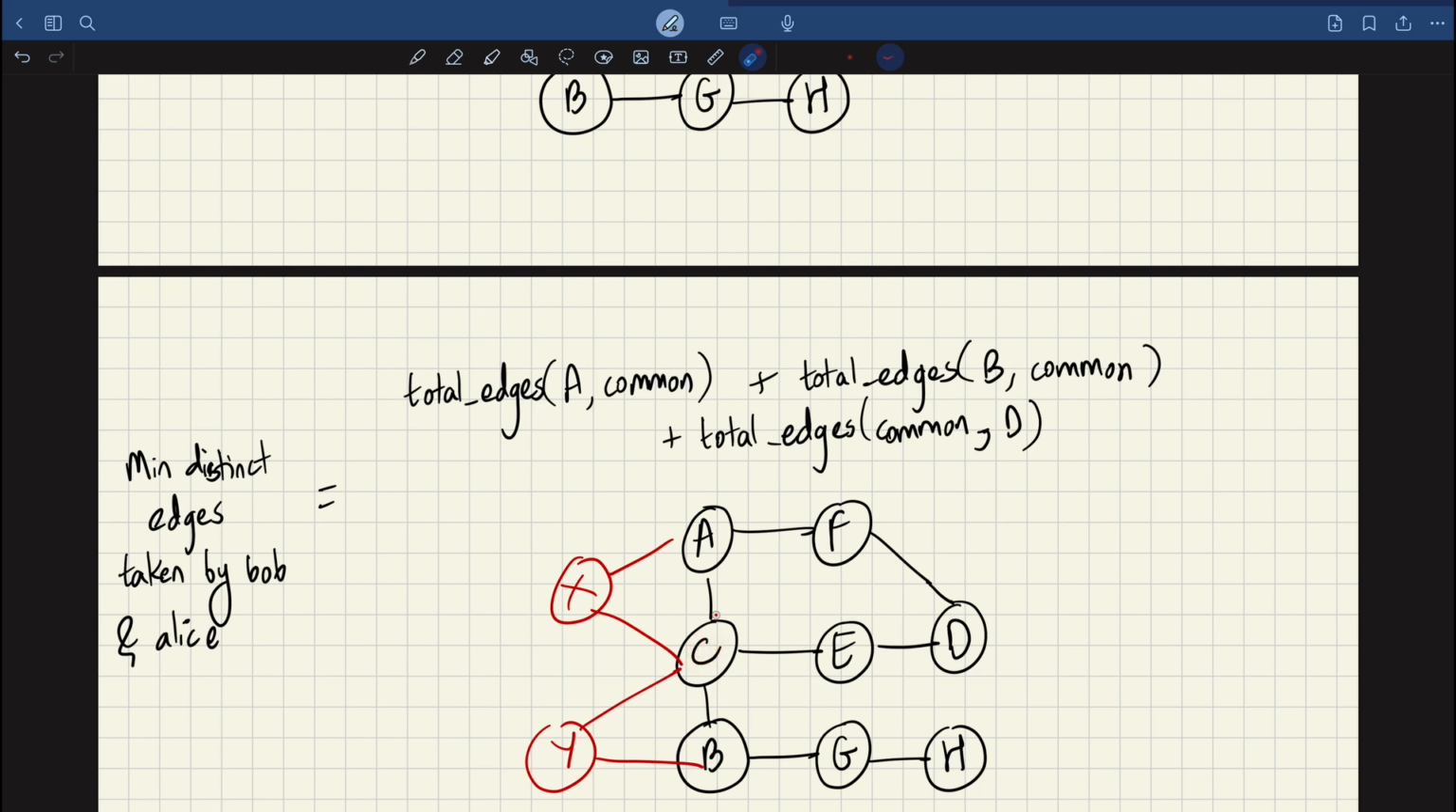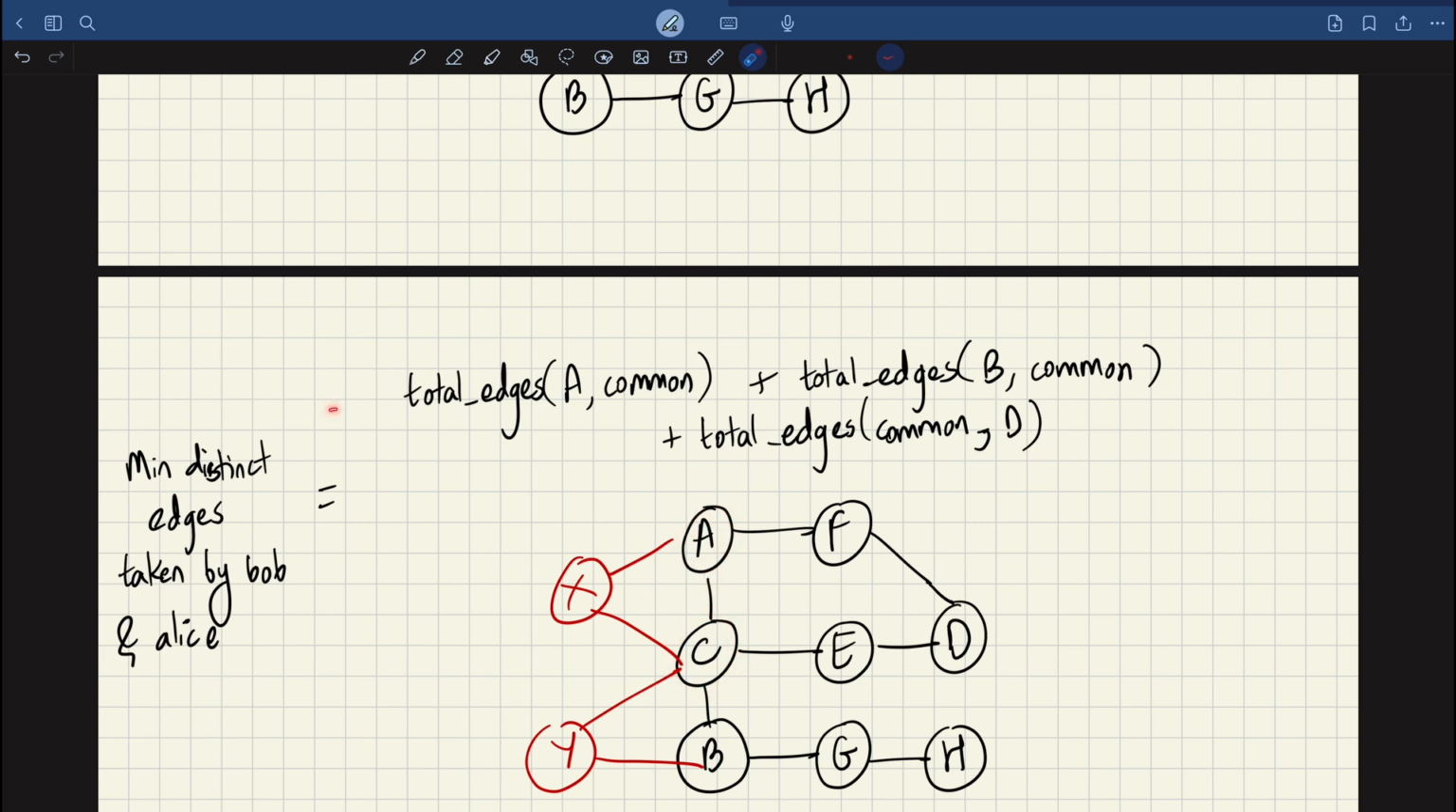But in order to get the minimum distinct edges, we already know that this particular distance should be as minimum as possible. Hence, we know that we have to take this path. And what is this path? This is the minimum distance from A to C. Okay, this distance is nothing but the minimum distance from A to C.